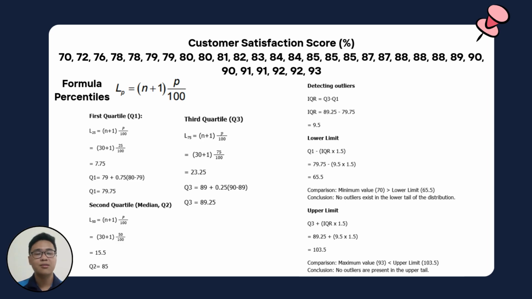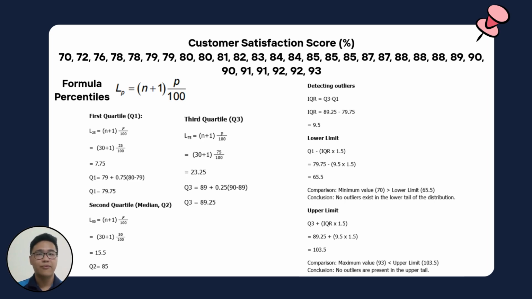Next, we plug in the numbers: 30 plus 1 times 0.25, giving us position 7.75. This means Q1 is between the 7th and 8th values in this data, that is 79 and 80. To find the exact number, we take 79 and add 0.75 multiplied by (80 minus 79). So 79 plus 0.75 equals 79.75. We do the rest the same way to get Q2 and Q3.